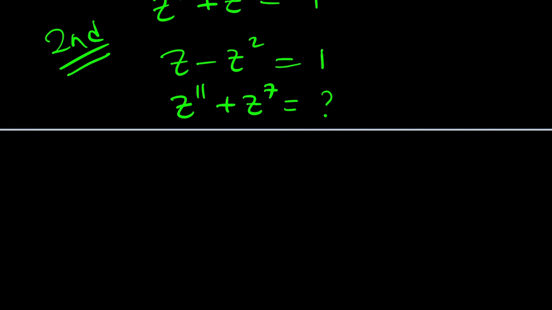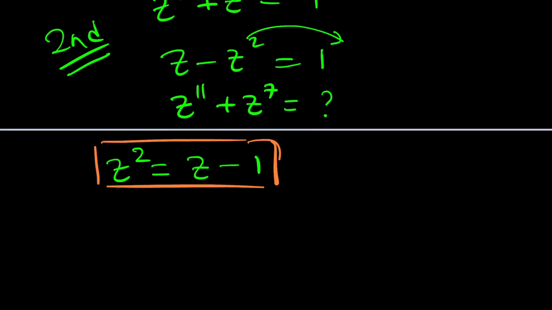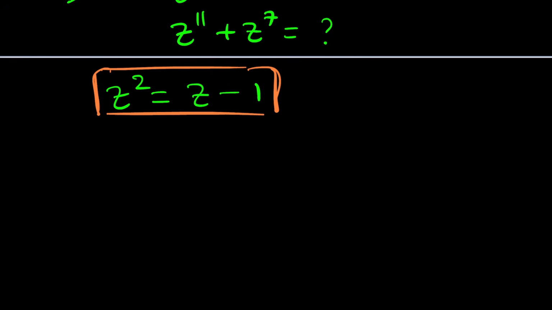So here's what I can do. Instead of trying to solve for z, I think this is a really cool idea. Put the z squared on the right-hand side, bring the 1 over to the left. So in other words, write the equation like this. It's the same one, right? Now, this is good for many reasons. I know a formula, so maybe we should call this linearization of a polynomial or something like that. I don't know the proper term, but you get the idea. We can express z squared as a linear expression.